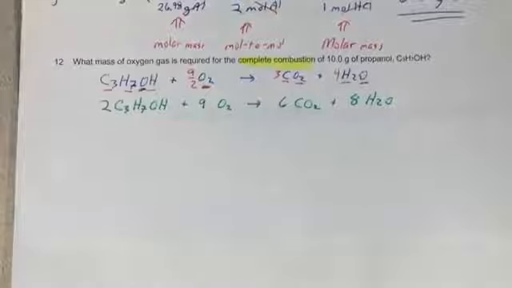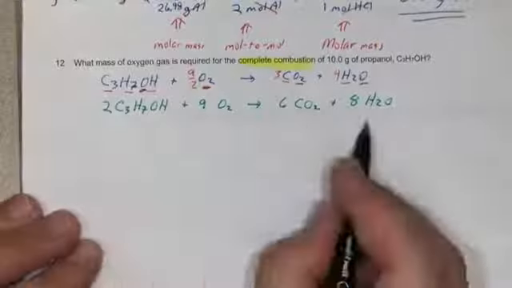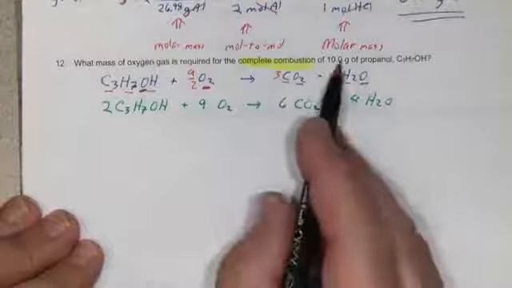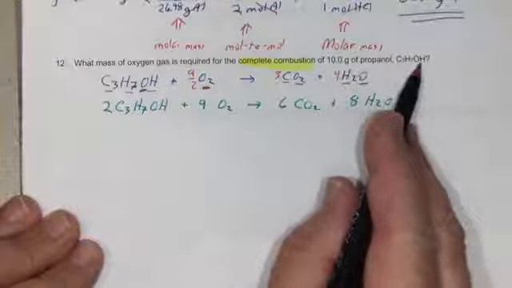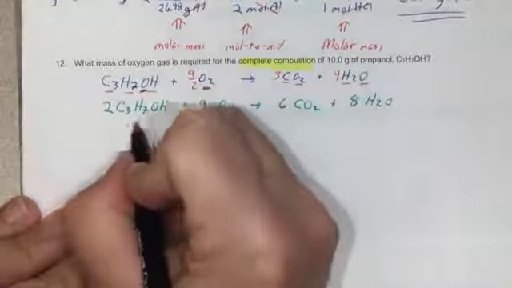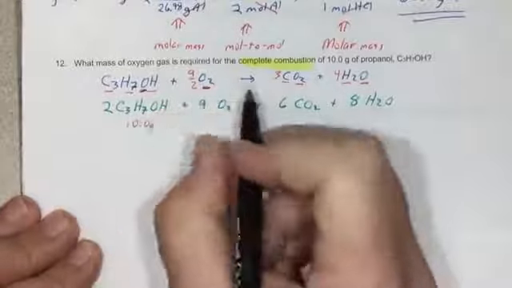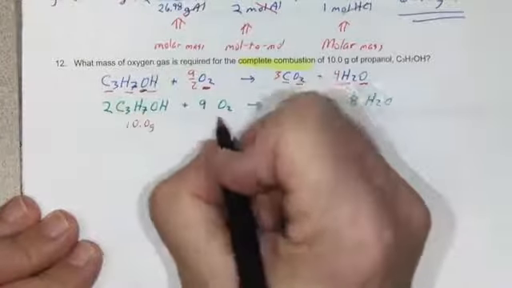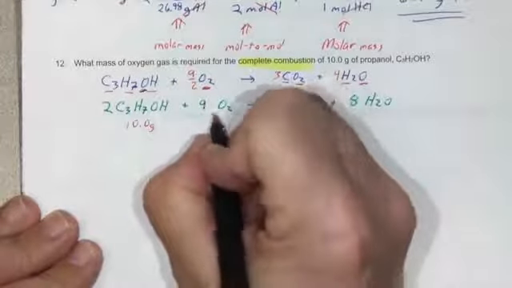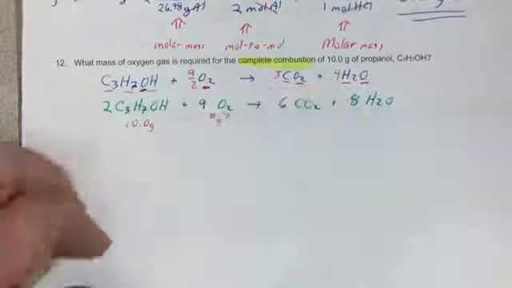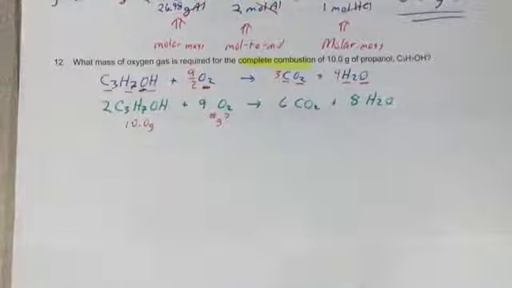You'll also find it very helpful to write underneath the balanced equation what's given and what you're looking for. You have 10 grams of propanol, C3H7OH, so I'm going to put 10 grams of this underneath the propanol. And it says, what mass of oxygen gas? So I want to know the number of grams. I'll put a question mark there. How many grams of oxygen gas?